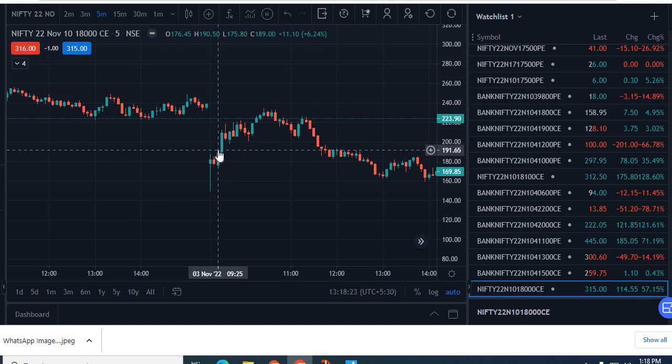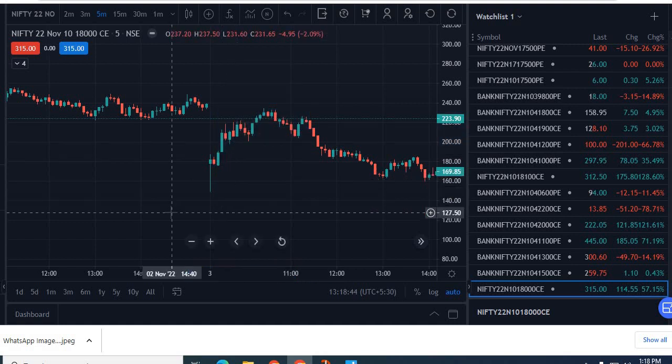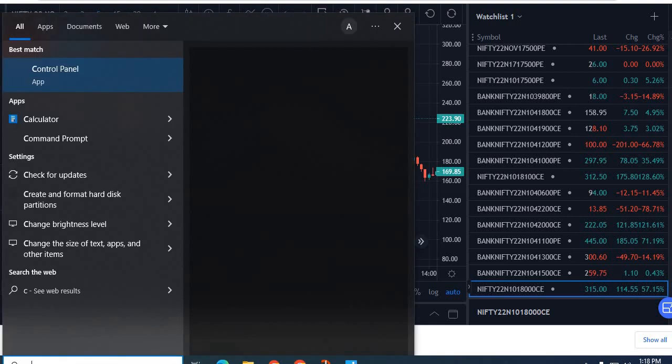In the third candle itself, you enter at 191. So it gave you very good profit, like 45 rupees. Very good return, 23% returns in options is really great. If you trade in one lot also, you get very good profit. One lot is 50, so 40 points into 50. 40 points is really, really good. So this is so easy to trade.